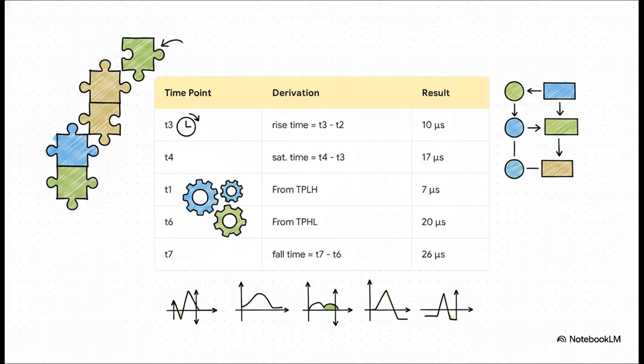Okay, next, we know saturation time is 7 microseconds, and that equals T4 minus the T3 we just found. So T4 is 17 microseconds. You see the pattern? We use each known value to unlock the next unknown. It's like a domino effect, working your way through the puzzle until you've solved the whole thing.